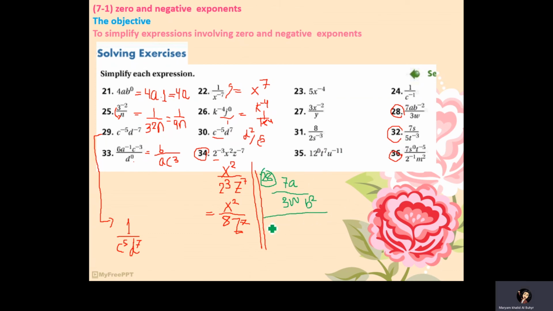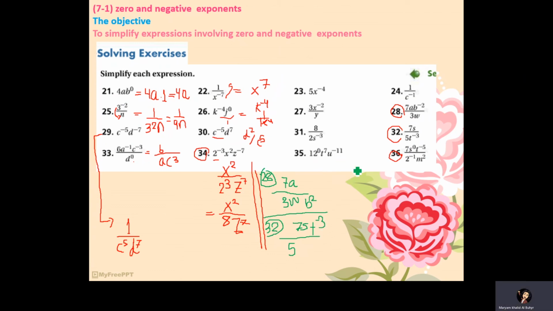Now, the next one. So 7s, they have positive power, and the number 7, nothing to simplify it with until now. Then over, it's not 75, that's s. Keep this in your mind. Over 5. Then t to the power negative 3, because that's a negative power, I will move it up to make it positive.